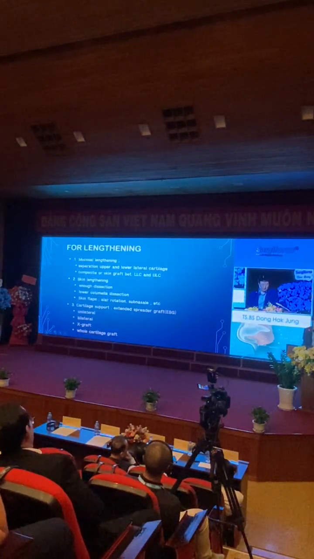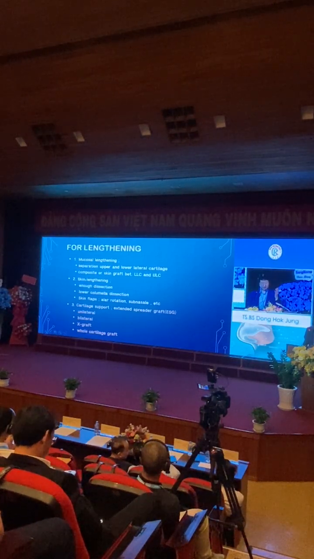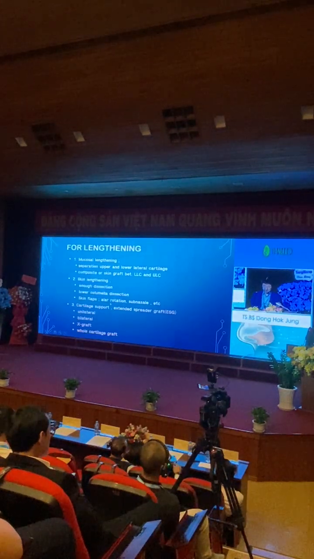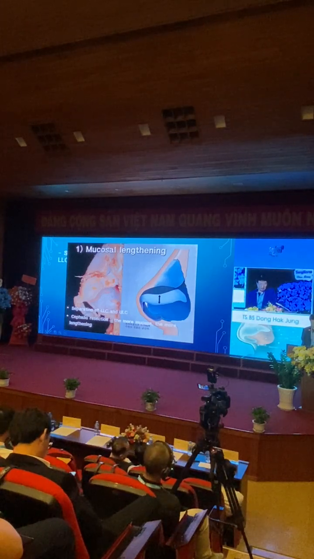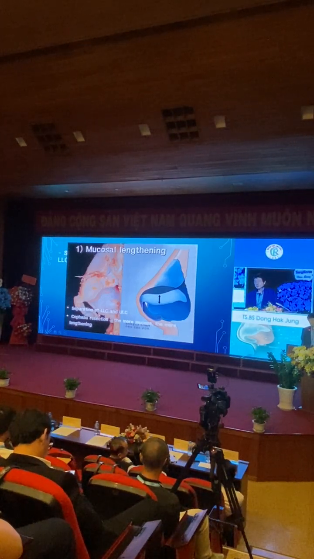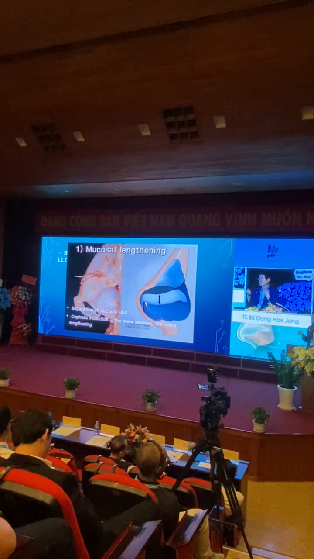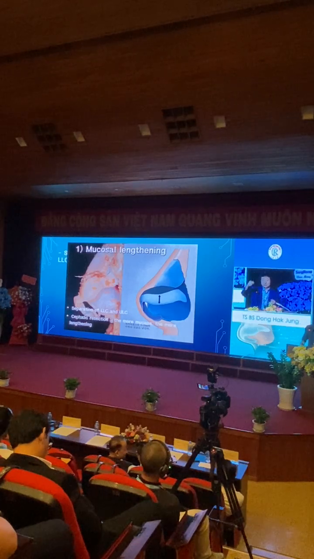Then for lengthening, first you have to do mucosal lengthening, and then skin lengthening, and then strong support. That is very important. Mucosal lengthening usually means cutting the upper and lower cartilage. Then you can separate and make it longer. The cartilage is not lengthened, but after cutting the upper and lower cartilage, you can make it longer.